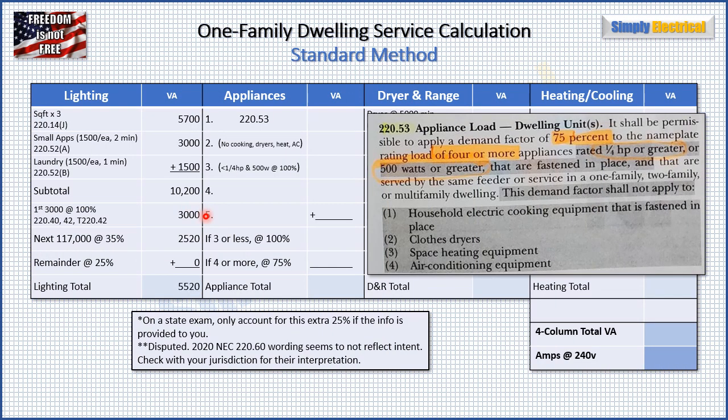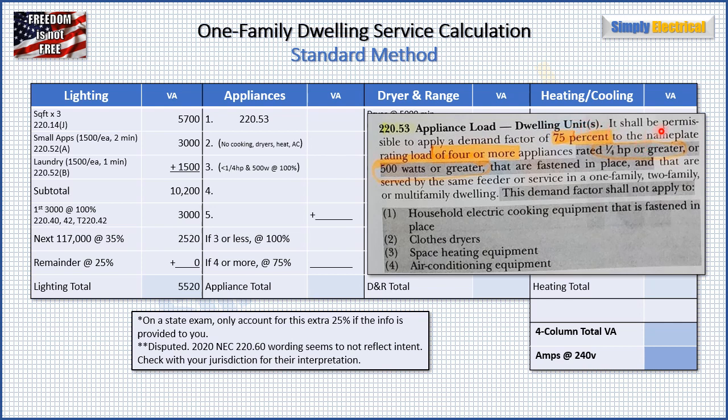Moving to the next column, appliances. Now these are fixed appliances. We're not talking blenders and toasters and curling irons and such like that. We're talking appliances that are fixed in place. And these are discussed under 220.53. So let's go straight there. 220.53, appliance load for dwelling units.